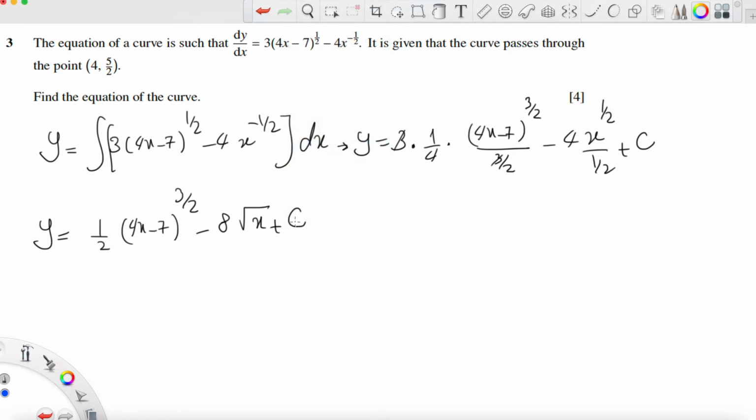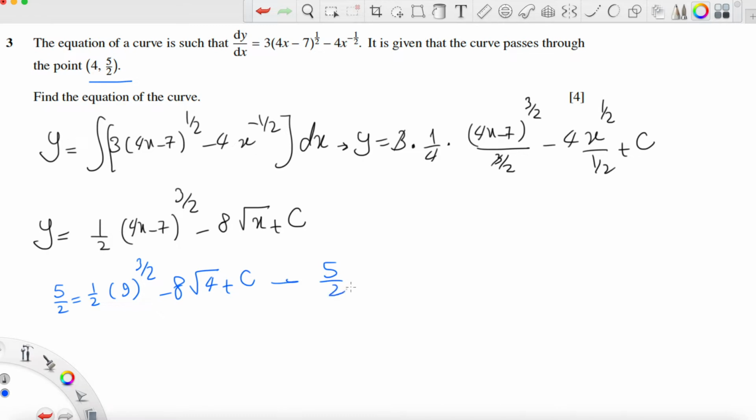with c as unknown, but you're given a point satisfying the curve, 4 and 5 over 2, so I replace it. So y is 5 over 2, which is equal to 1 over 2 times 4 times 4, which is 16, minus 7, becomes 9 to the power of 3 over 2, minus 8 root 4, plus c.